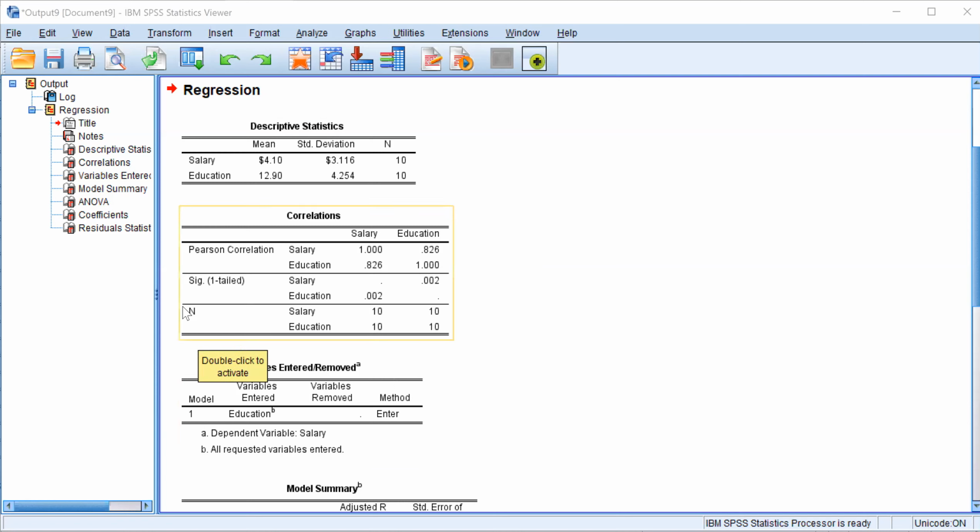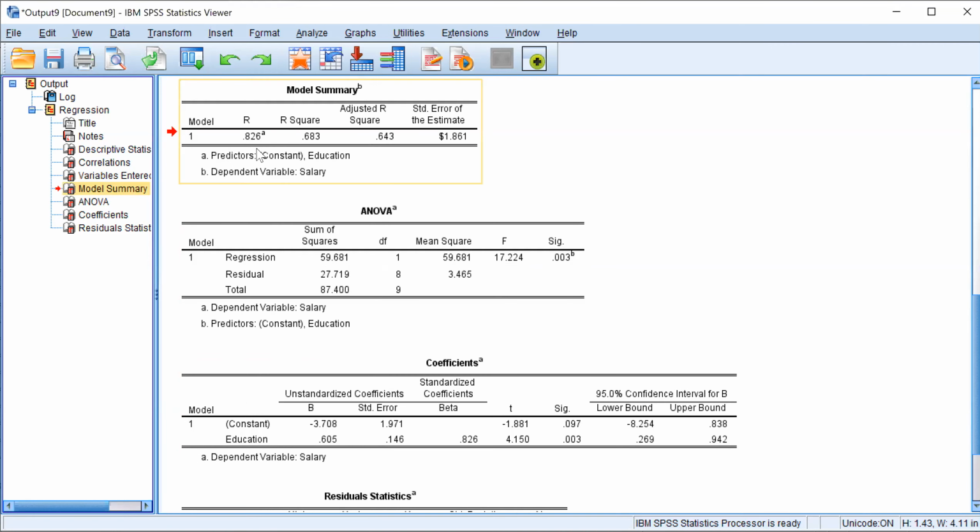The regression output comes after. The first regression table is the model summary. The multiple R is the same as the correlation, 0.826. That's just the correlation between the predictor and the outcome variable. The next one is R squared, which is basically just 0.826 squared.